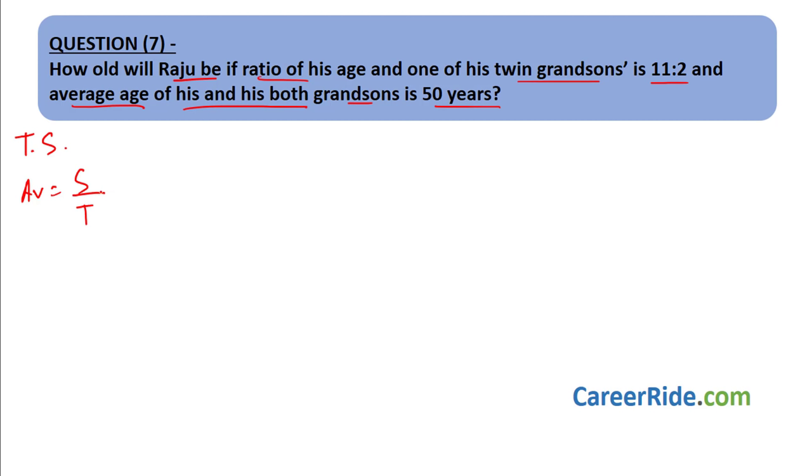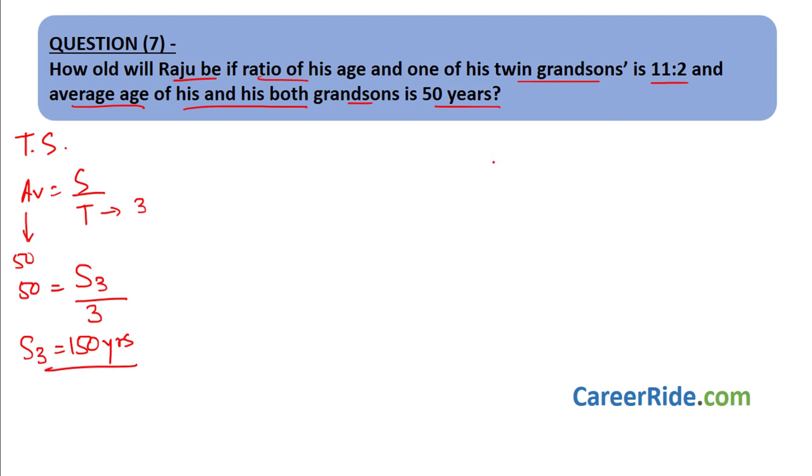So do we know the total number of people? Yes, that is 3, because we know Raju and both his grandsons. What is the average age of Raju and both his grandsons? That is nothing but 50. So we have 50 equal to the sum of the ages of all 3 people, Raju and both his grandsons, divided by the total number of people, that is 3. So the sum of the ages of the 3 people is 150 years, right?